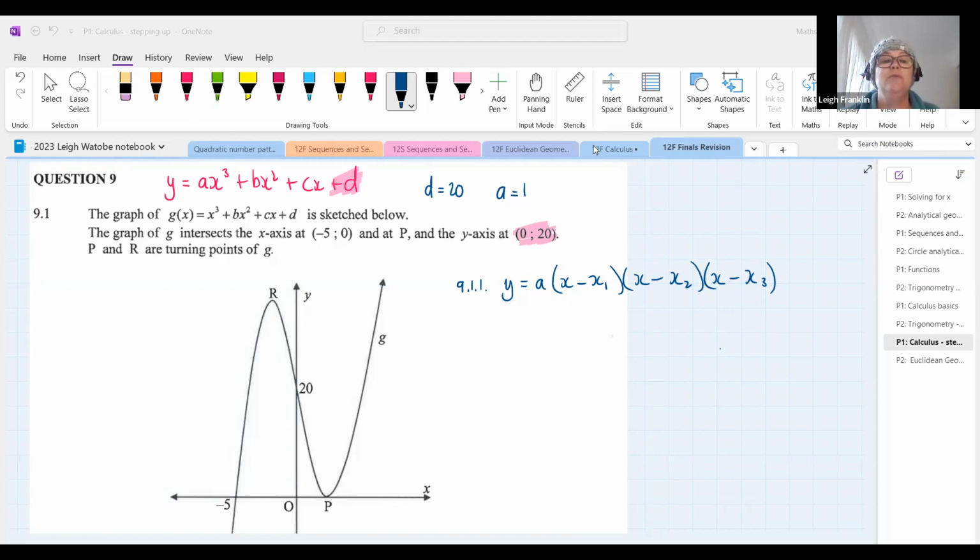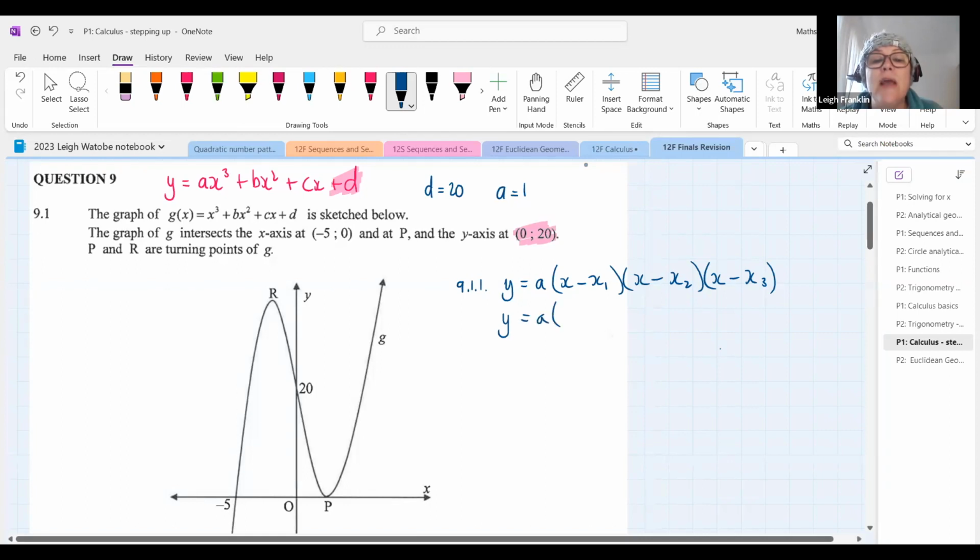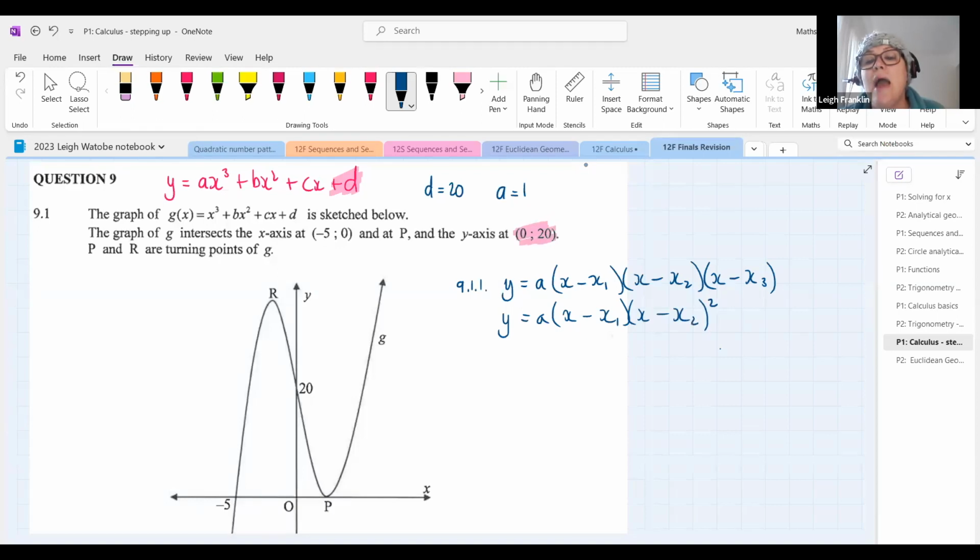That's it, Segofatso. Okay, so the root, that is the turning point, and the x-intercept has to be squared. You're quite right. So I'd say y equals a, x minus x1, and then here I'd have x minus x2, and that would need to be squared. Okay, so that is actually the correct thing to write in this case.